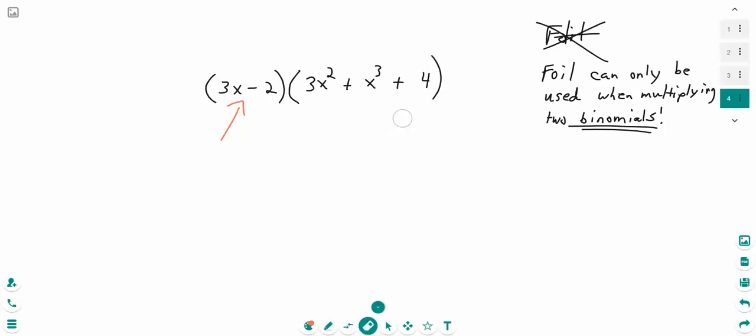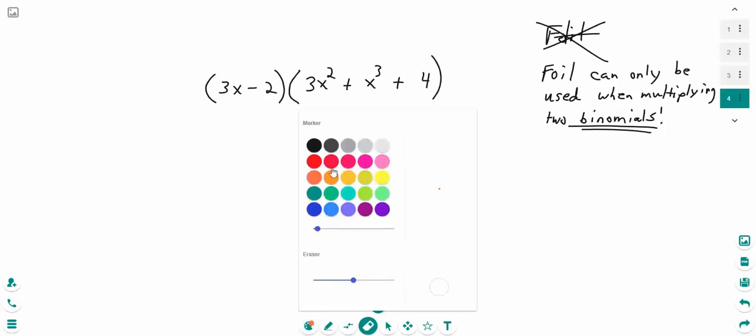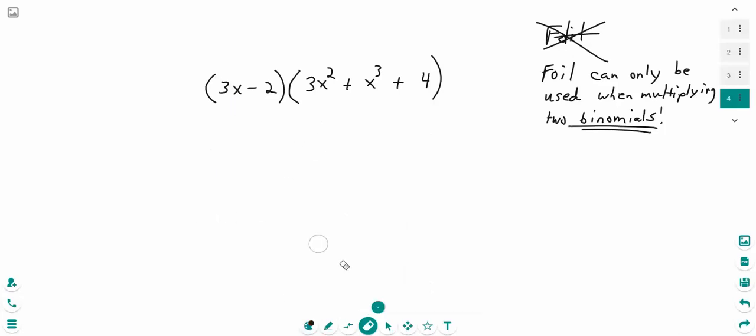So how would we multiply this? If we can't use FOIL, we have to kind of go back to our original plan, which is simply to take each term by itself and multiply it by all of the other terms in the other set of parentheses. Okay, so we're back to square one. Unfortunately, there's just no shortcut here that I'm going to show you today. This is just the way we're going to have to do it.